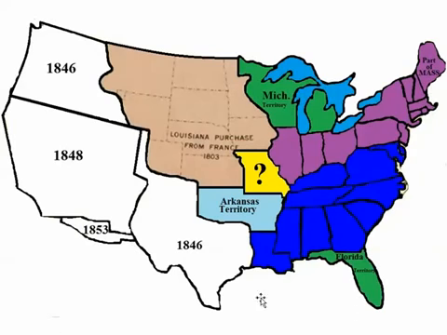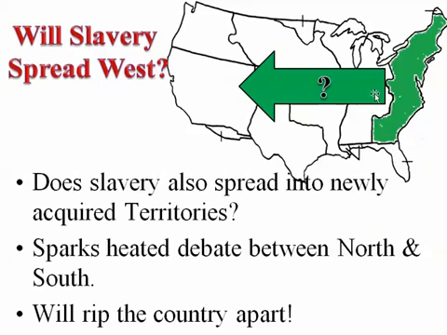In other words, should the Louisiana Purchase territory that we received in 1803, should we allow slavery there? Or should we not, like we did in the Northwest Territory? The biggest question is, should slavery be allowed to spread westward? And that's going to be a heated argument that's going to cause the Civil War.